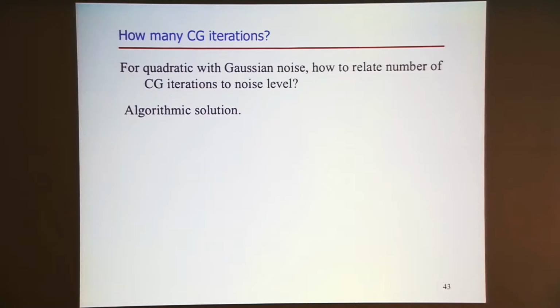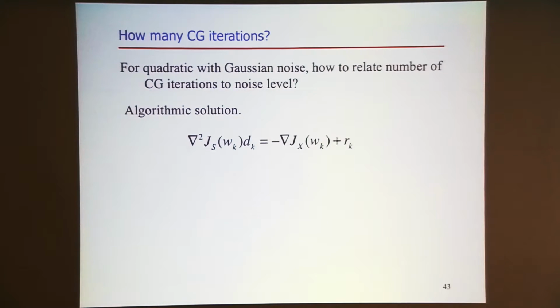Now, one more technical question. I said that we do 10 conjugate gradient iterations or 5 conjugate gradient iterations. How do you know how many iterations to do? Is there a rule? Well, I'm going to propose something here. Suppose you have a quadratic function that has Gaussian noise, and you're going to apply the conjugate gradient method to minimize it. So if there is no noise, the conjugate gradient method minimizes this in n steps. If there is Gaussian noise, how many conjugate gradient iterations are advisable to get an approximate solution?